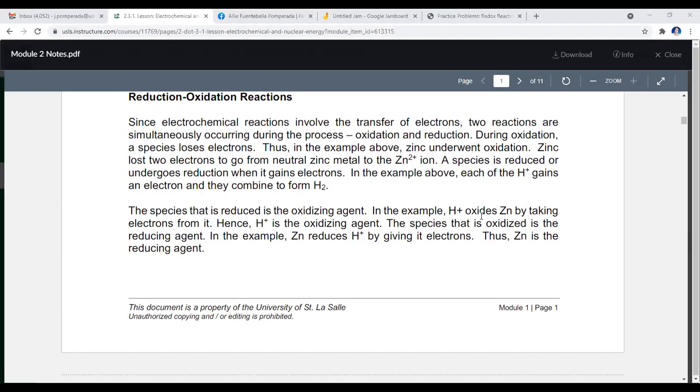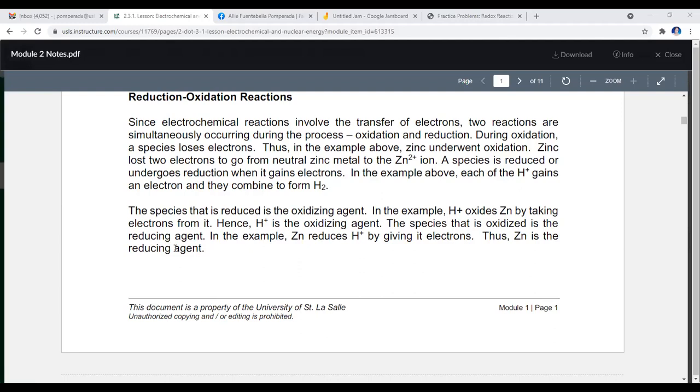By the way, class, this is "oxidizes." There is a typo here. In the example, your hydrogen oxidizes zinc. And as such, we say that zinc undergoes oxidation. In the process, since hydrogen oxidizes zinc, it is being reduced. So H is the oxidizing agent, and since it is the oxidizing agent, it is being reduced in the process. The species that is oxidized is the one that is reducing your H. So it is referred to as the reducing agent.